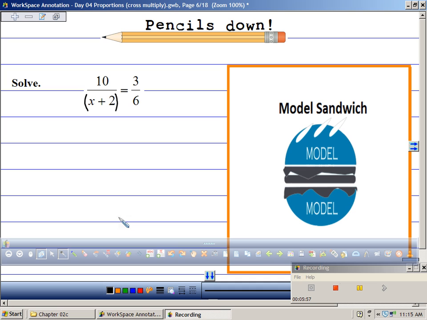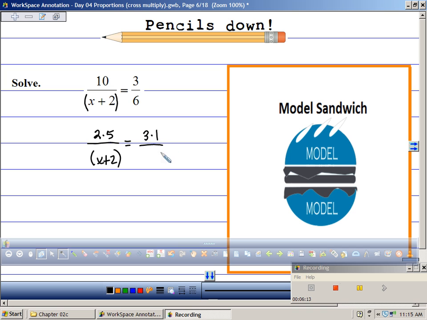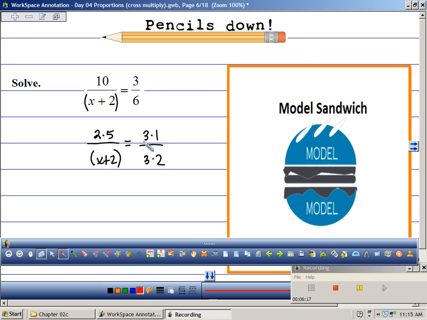All right, now the second thing I want you to do is to factor and simplify. So let's factor this. I've got 10 is 2 times 5, x plus 2, 3 times 1, and 3 times 2. Isn't 3 divided by 3 1? Can I cancel these 2's?